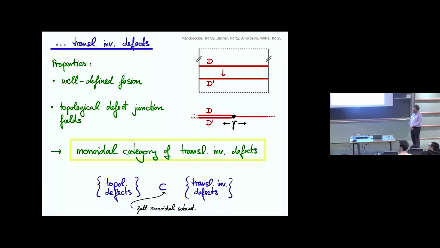Does the topological invariance of the junction not necessarily follow from the translation invariance? No, that's an extra condition. So there can be fields which live on these defects which are not translation invariant, and ones which are, and the ones which are, I want to say these are my morphisms. Right, and then if I do this, I get a monoidal category of translation invariant defects.